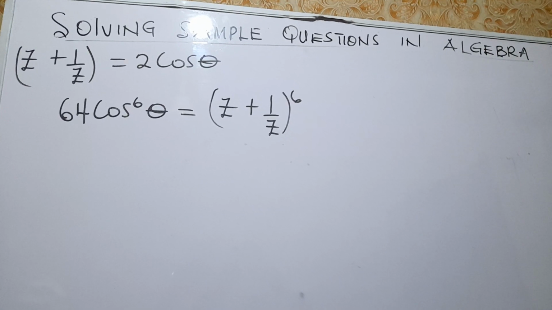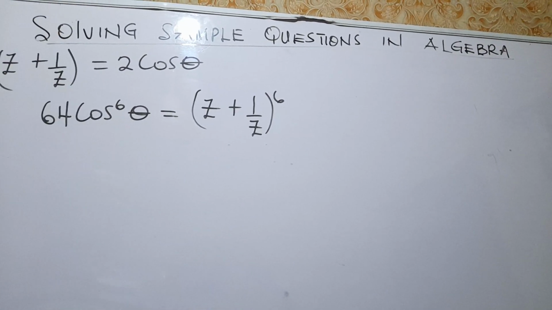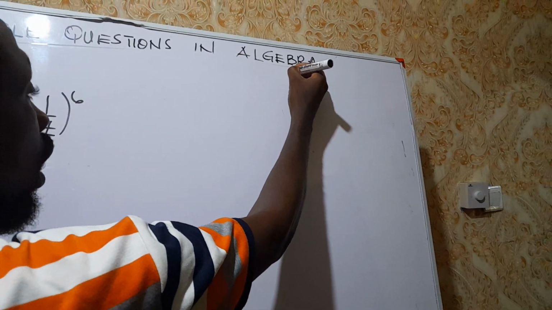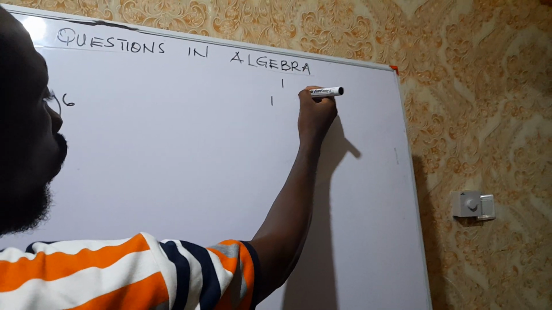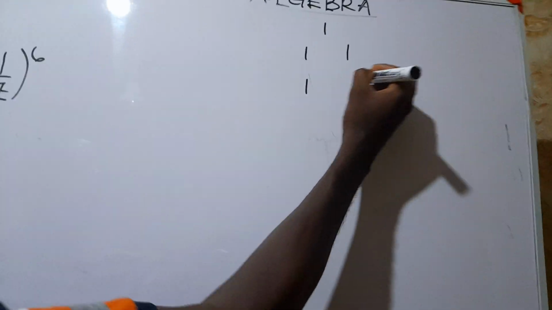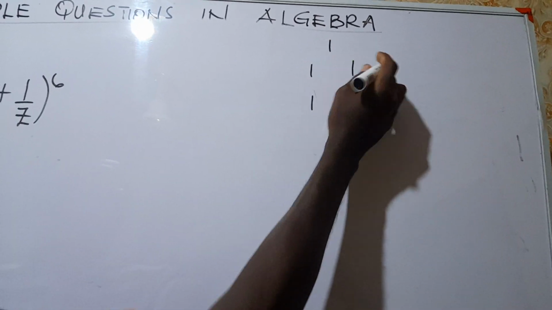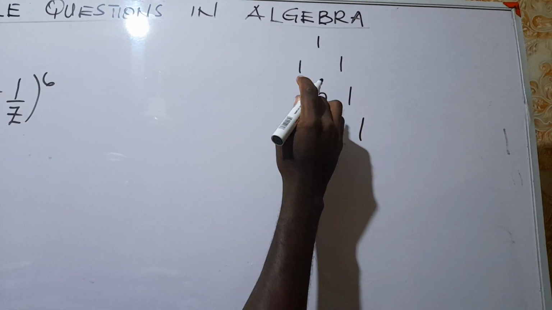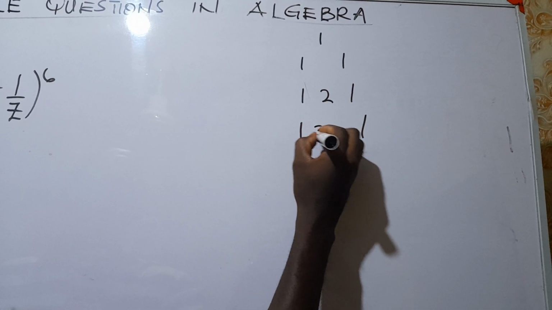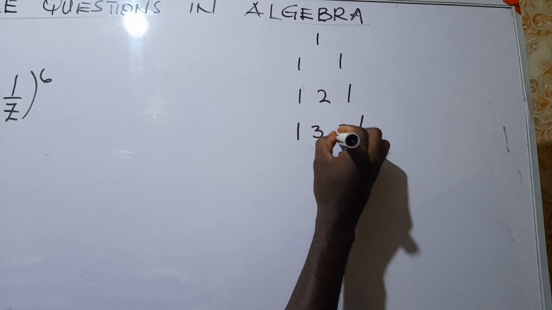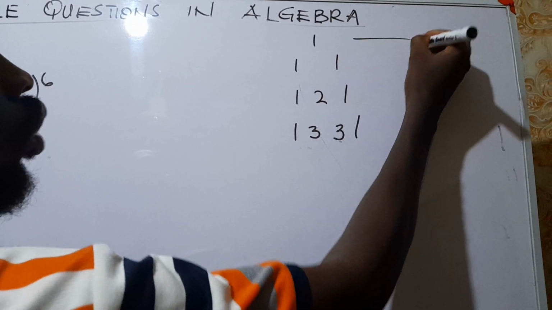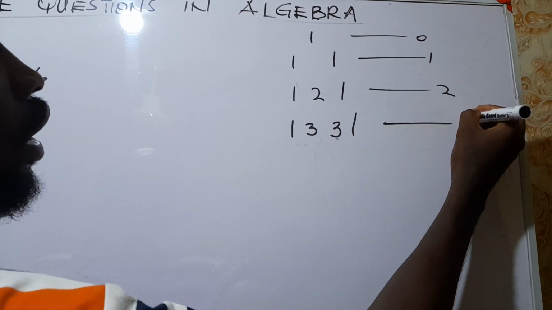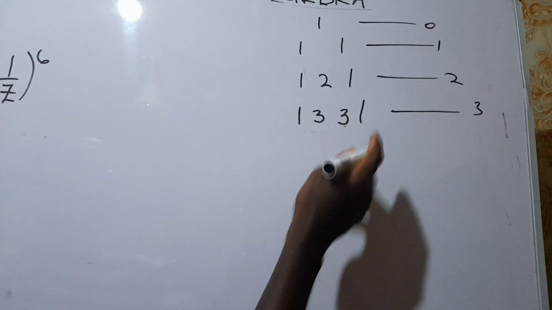So since I want to use Pascal triangle to expand this, I have to establish Pascal triangle coefficients. So with Pascal triangle, I have 1, 1, 1, 1, 1. We add 1 to 1, we get 2. I'll bring my 1, 1 again. I add 1 to 2, I'll get 3. 2 to 1, I'll get 3. So this is exponent 0, exponent 1, exponent 2, exponent 3. So I need exponent 6, so I'll continue up to 6.